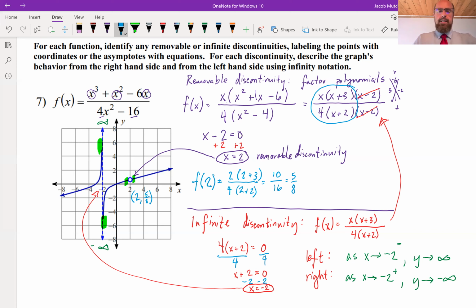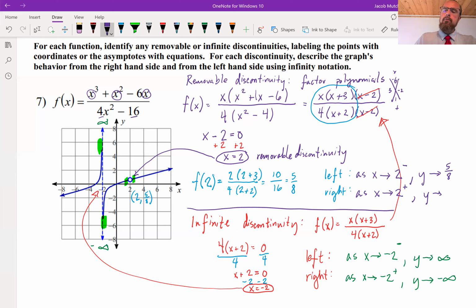Why do we do that? It helps me at that point to write the left and the right behavior of the function around that removable discontinuity. So we'll do that here. Again, we would record it as x approaches 2, since the removable discontinuity is at 2. From the left, with the superscript negative, y approaches 5 over 8. From the right-hand side, as x approaches 2 from the right, superscript plus, y also approaches 5 over 8.